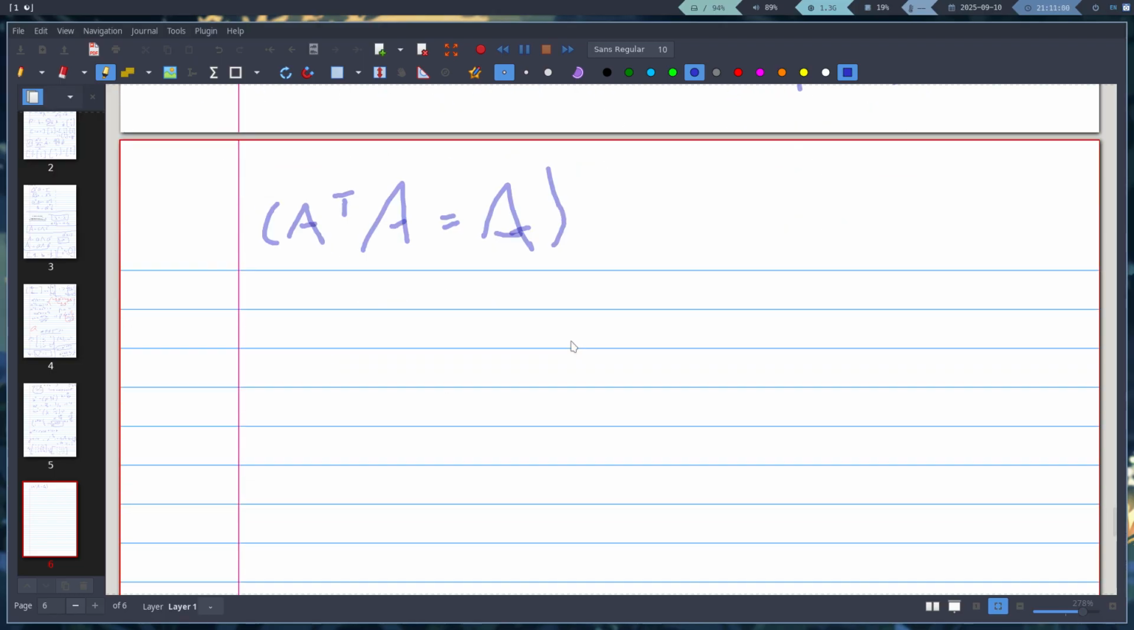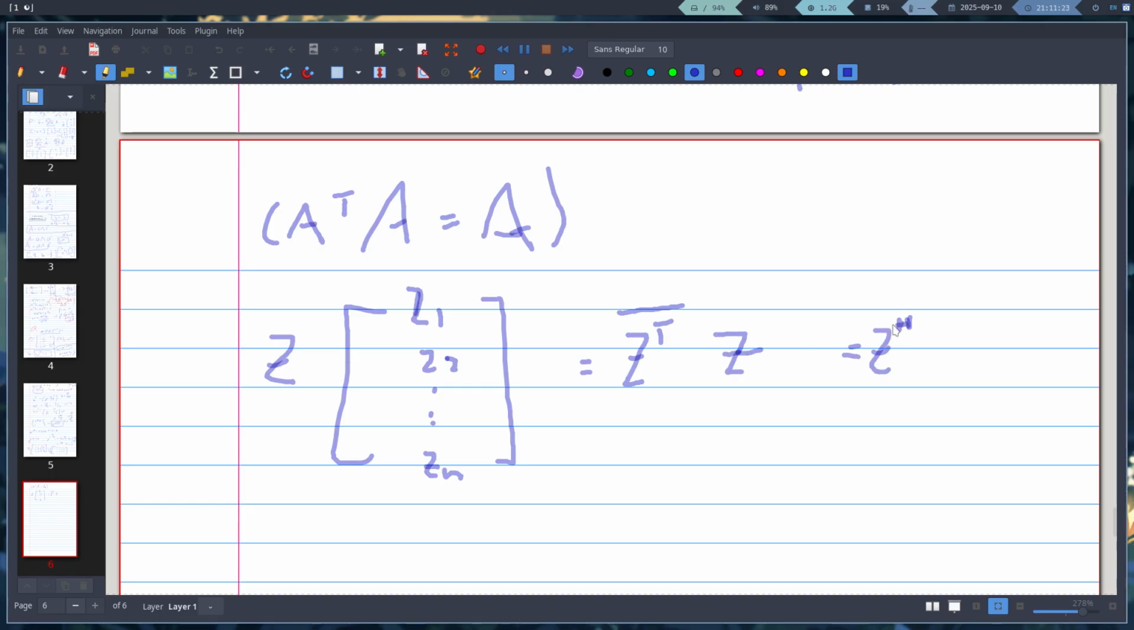The thing you have to do is, if you had some numbers in the complex plane, z1, z2 all the way to zn, z transpose z is not going to cut it. You need z transpose conjugate z. This is what you're looking for, and this is actually called z Hermitian, after the French mathematician Hermite. So z Hermitian z is what's going to give you your length squared.